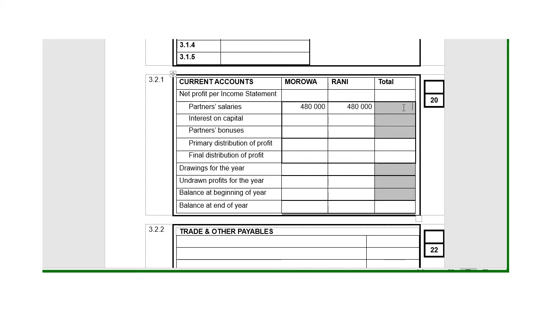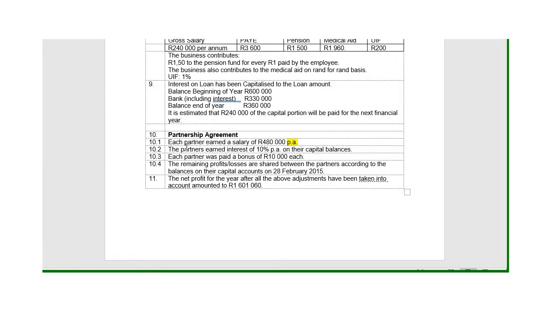We don't have to put in a total, but I'm going to put it in just to make the note complete. So the total in the total column will just be the total of the two to the left. Good, so we can look at the next thing they tell us.